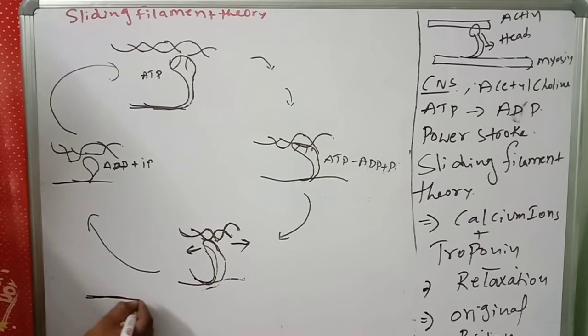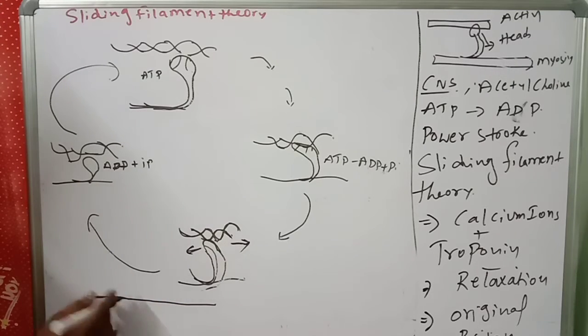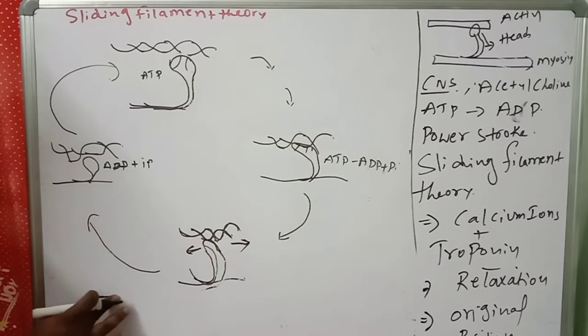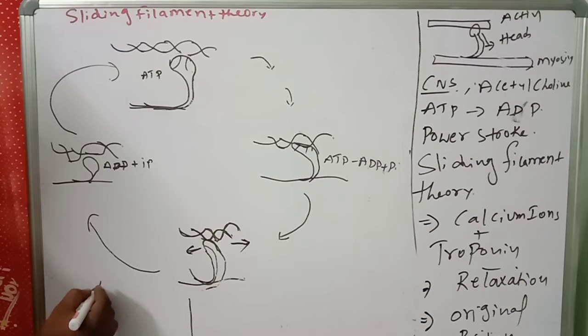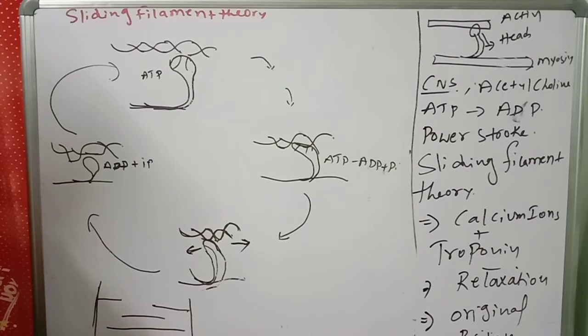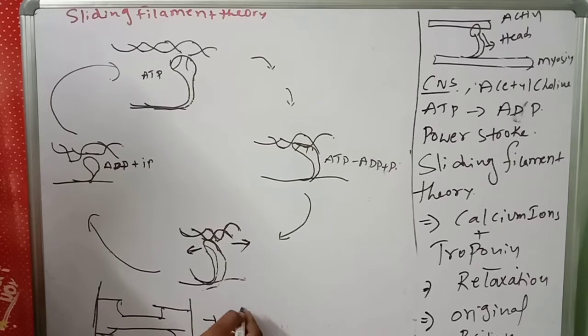So this is our sarcomere. In the sarcomere, what is going on? You see, this is the dark band and this is the light band. So thick filaments, thin filaments, thick filaments, okay, thin filaments. Now it will be bent like this. So at last, what will happen?